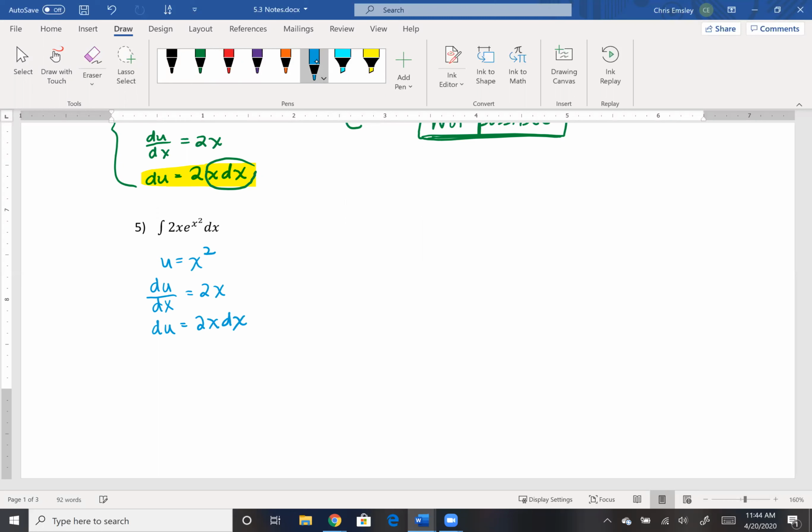Okay, and then let's take a look at what we can substitute. e to the x becomes e to the u, and 2x dx, oh, that's convenient. That matches exactly what we have here. So that means I replace that entire 2x dx with just a du, and that becomes a super simple problem.